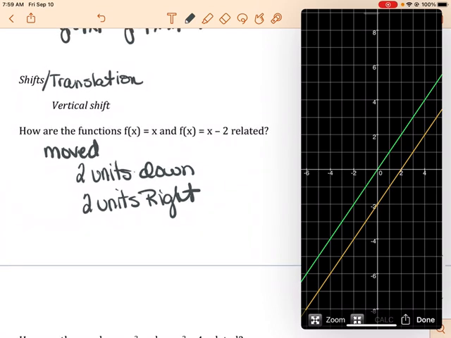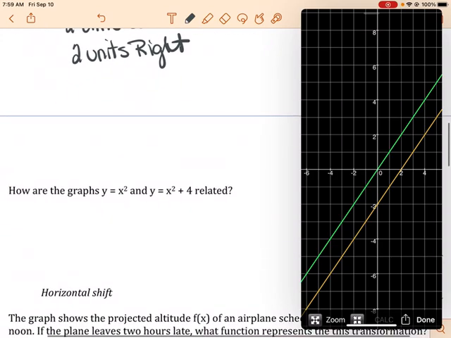Okay, so we're seeing a shift in our line. Either it's moving 2 units right or 2 units down. So we got this idea. It's moving. I'm not quite sure which direction it's moving yet. Well, let's try another one.